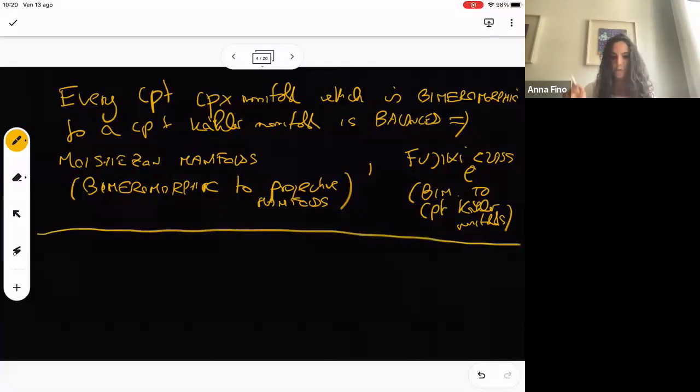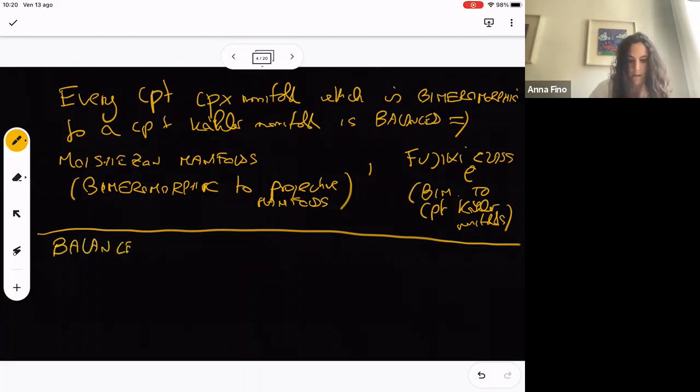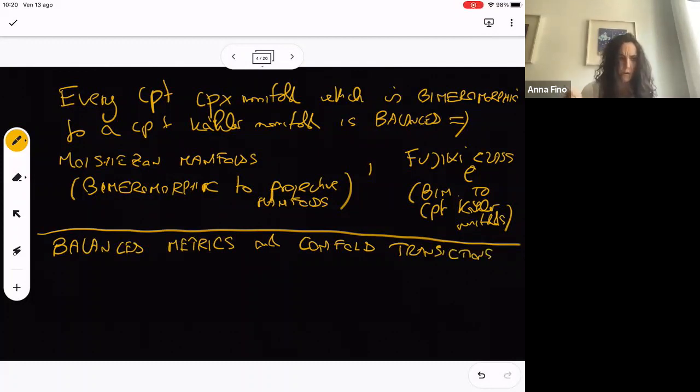Another nice general construction of balanced metrics, which is more related to the Hull-Strominger system, is the construction of balanced metrics using conifold transitions. I will say a few words about that. Essentially, this conifold transition, we'll see, is a sort of contraction plus smoothing. So it's a deformation of complex structures.